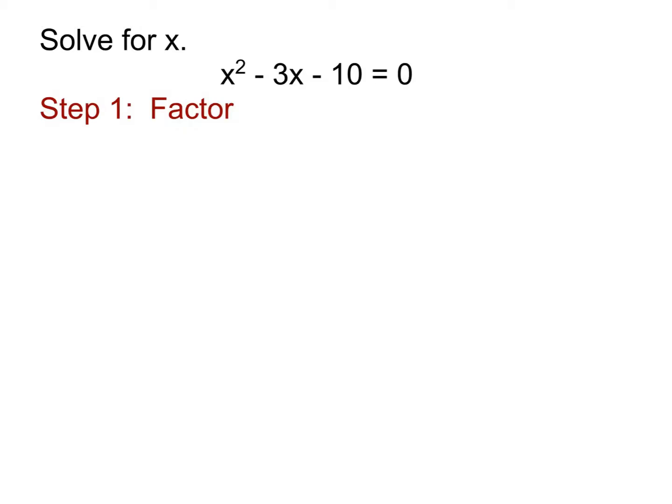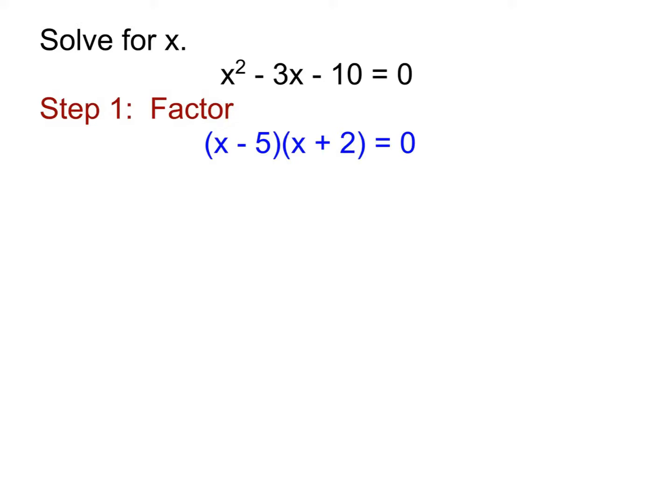So I need to factor this. That means I need to figure out what two numbers add to negative 3 and multiply to negative 10, because we're always adding to the middle number, multiplying to the last number. So what adds to negative 3 and multiplies to negative 10? It is negative 5 and 2. Yep. And so that's the first step we do, is we factor it down to be that.